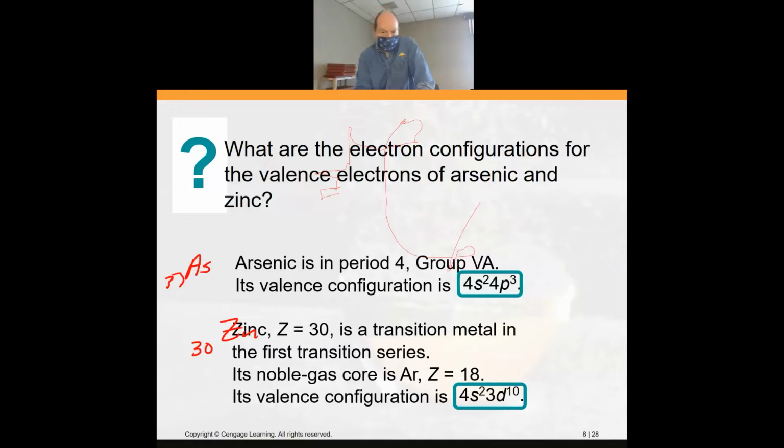All right. So zinc is a transition metal. You got 18, its valence configuration is not a 3d10, so it is a 4s2. The noble gas configuration is argon, and then 3d10, and then 4s2. And so your valence configuration is the 4s2, 2 valence electrons.